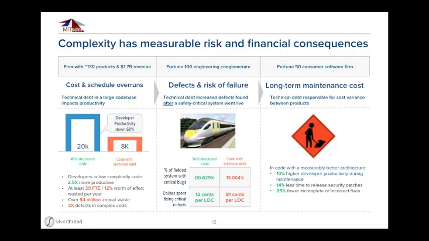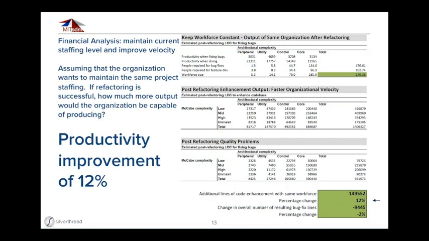On the panel on the right, this is a third commercial firm that we have worked with. And again, we're scanning their code bases and measuring architectural properties and where they've broken down, and found that when you look between products with different levels of complexity, the organization with a less complex code base had 10% higher developer productivity during maintenance activities, 14% less time to release security patches, 25% fewer incomplete or incorrect fixes. Basically, this was an organization that maintained a lot of code.